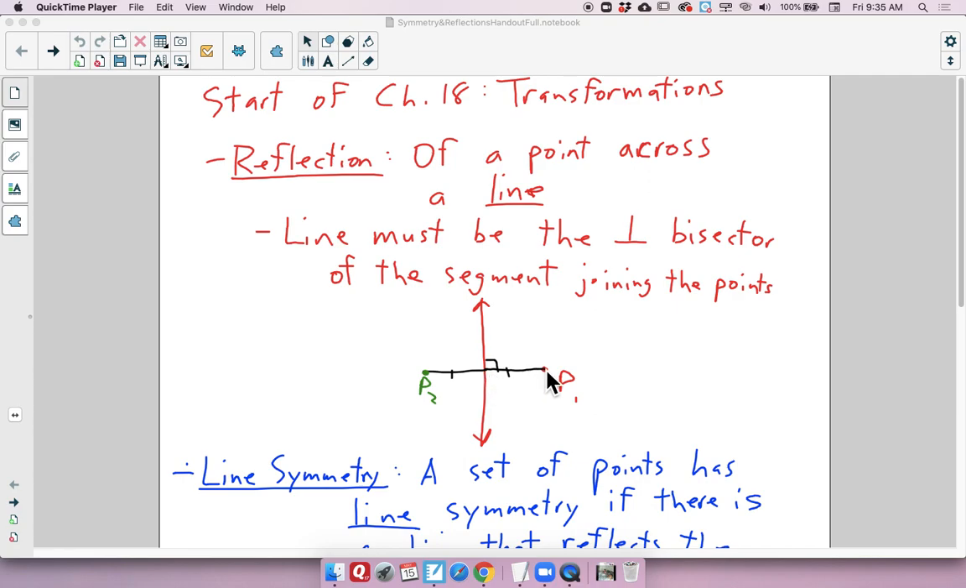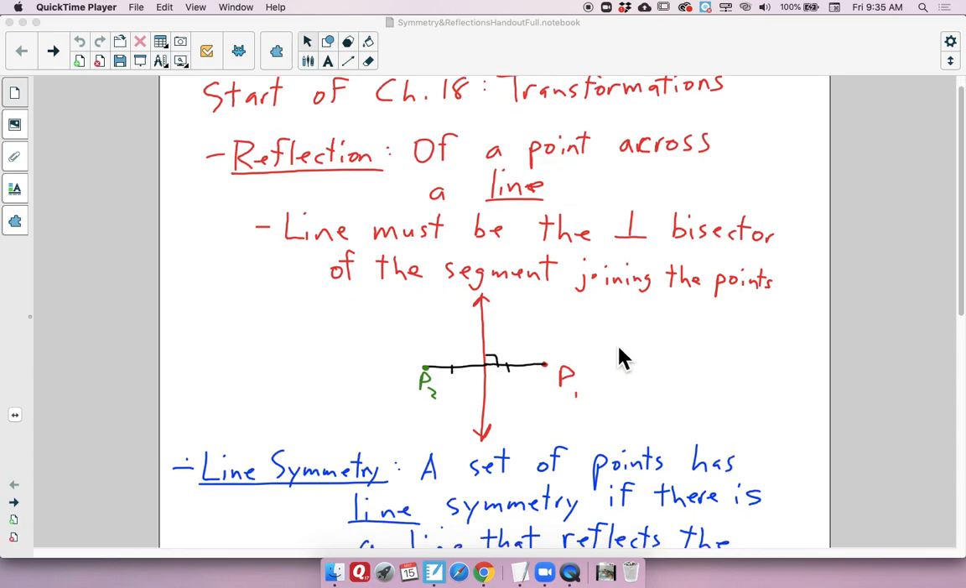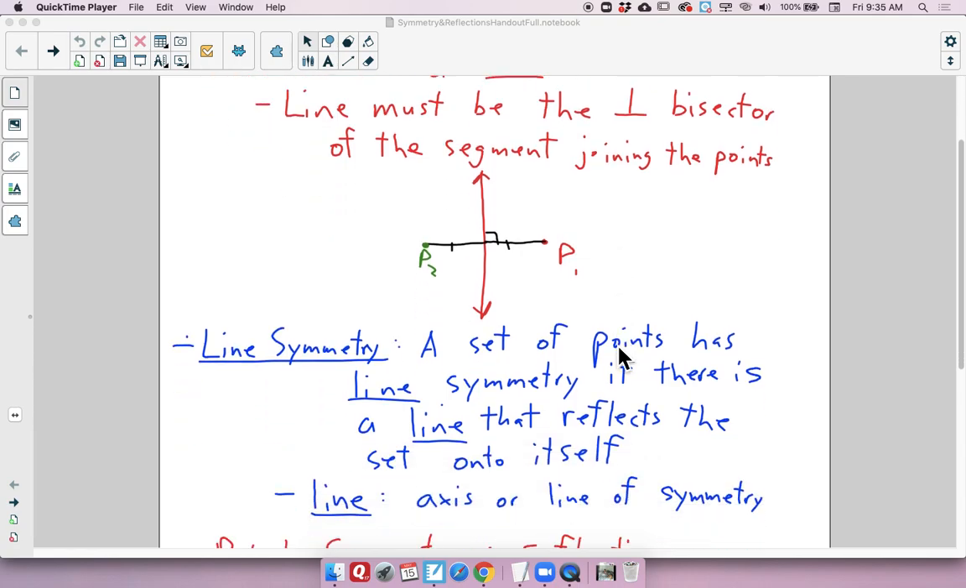So how would this help you in terms of having to reflect P1 across this line? You would basically figure out, okay, I'm going to find the perpendicular distance, and I'm going to measure over the same distance this way, using a ruler. And a clear ruler is really helpful for this stuff because you can set it up to be perpendicular pretty easily.